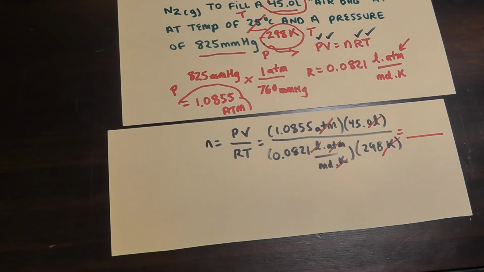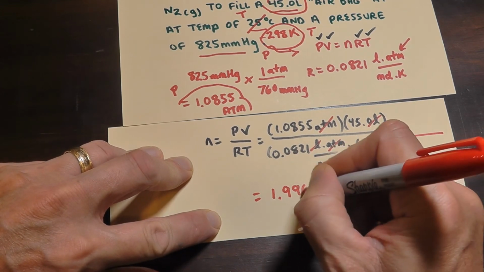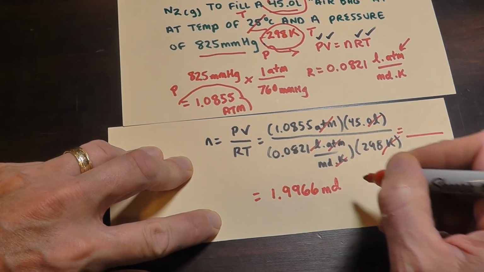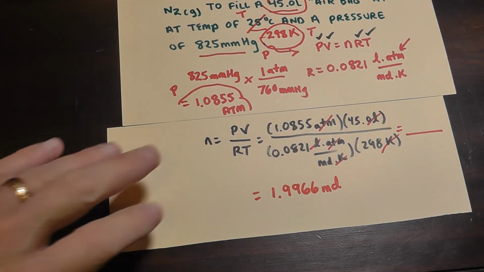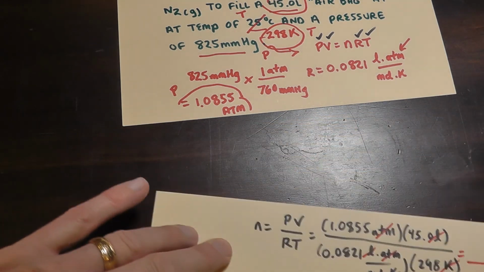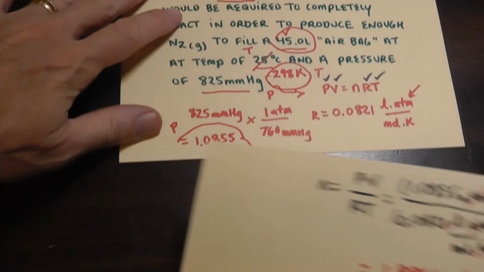1.0855 times 45 divided by 0.0821 and then divide that by 298. So 1.996, okay, 1.9966 moles. We'll trim digits at the end. Uh-oh, here's the thing. What's it moles of? Well, this applies to the gas. This is actually moles of the thing produced, which is nitrogen.